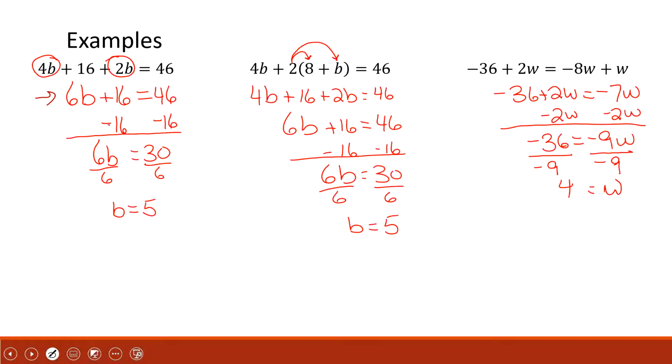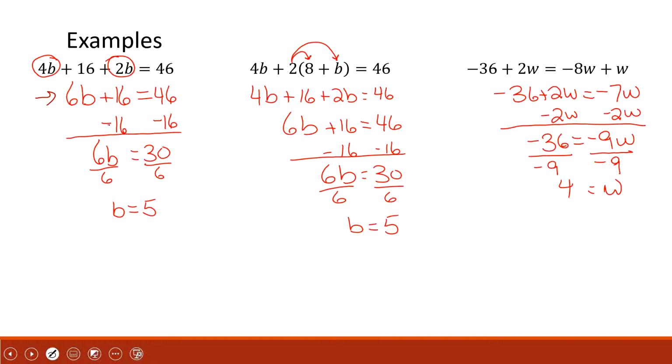The second example is kind of the same as the first one. I just introduced parentheses. So we had to distribute 2 through our equation first. When we distribute the 2 through the parentheses, we end up again with 4b plus 16 plus 2b equals 46. It's the same equation we started with in the first example. So it's all the same steps all the way through, and we end up again with b equals 5.